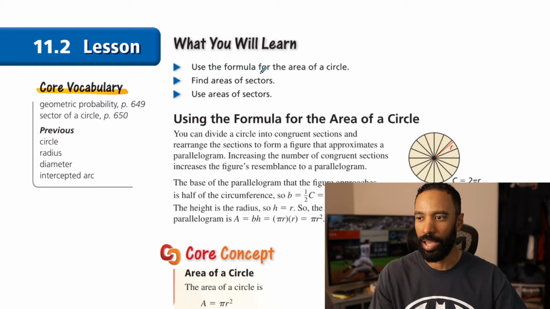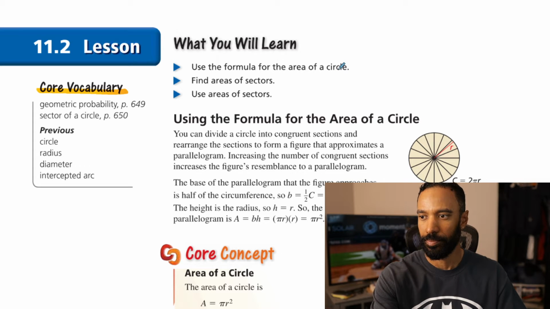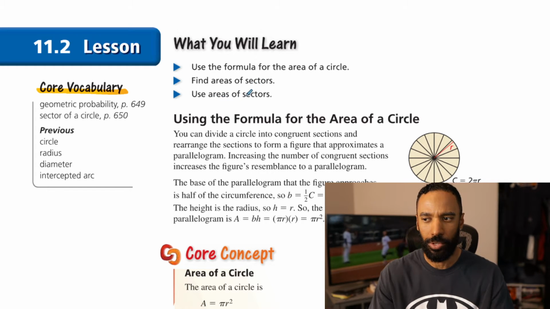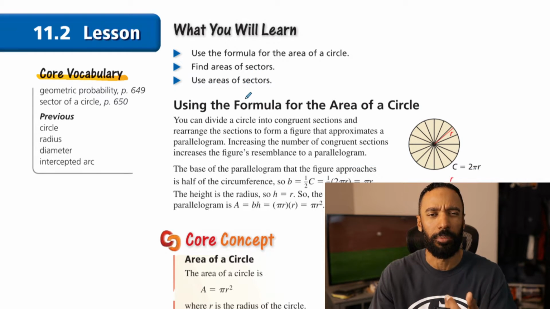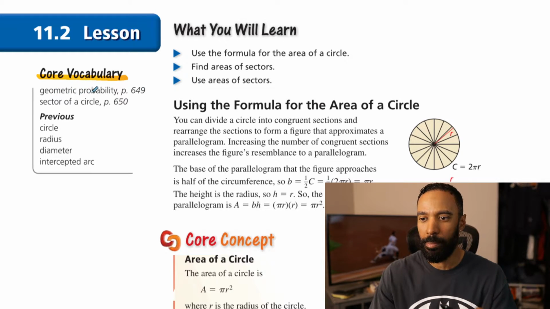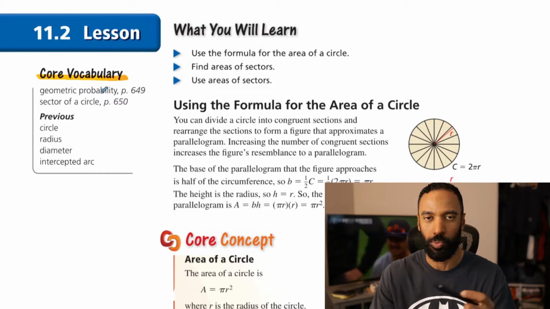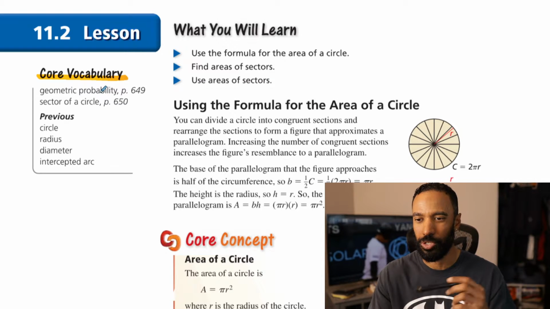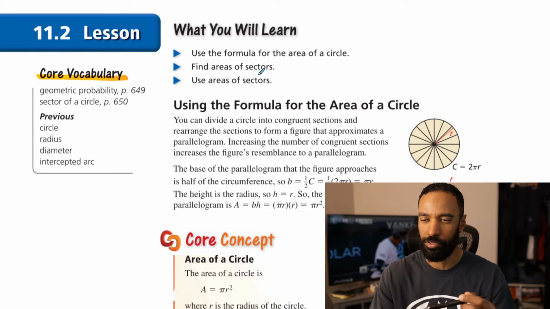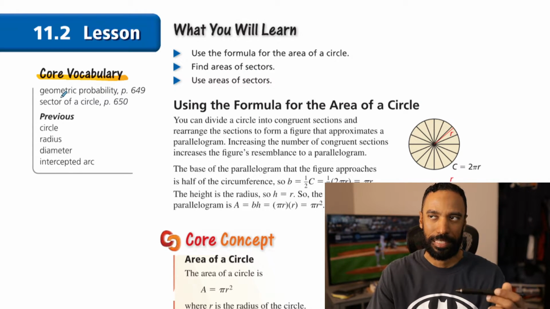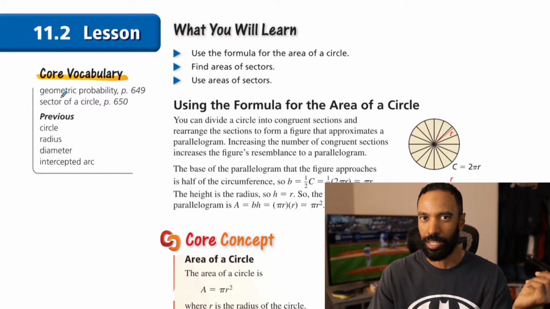We are going to learn how to use the formula for the area of a circle. And you might already know that one, which is good. Find areas of sectors. Again, it's kind of a portion of the circle. And use areas of sectors. Don't know what that means yet. Maybe in a word problem kind of way, or like pizza slices or something. We're going to do some probability stuff here as well, which is nice. What's the probability it lands in this region? Probably dartboard questions will show up. And sector of a circle. Again, you've kind of seen that word a couple times now. Think of it this way: a sector is like a circumference's arc length portion.